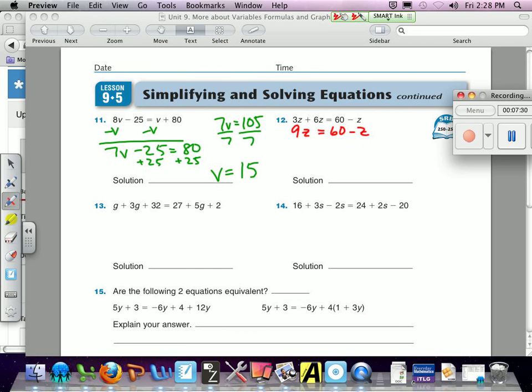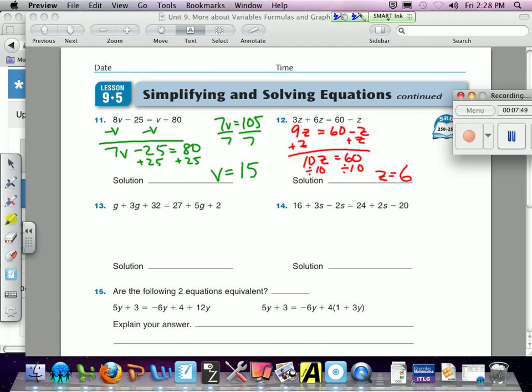When I did it my first time, I think I did long division to make sure of that. Next one, I do need to combine my terms first, but only on the left-hand side. Now I can add z to each side and get 10z equals 60. Divide by 10 on each side, z has to equal 6.